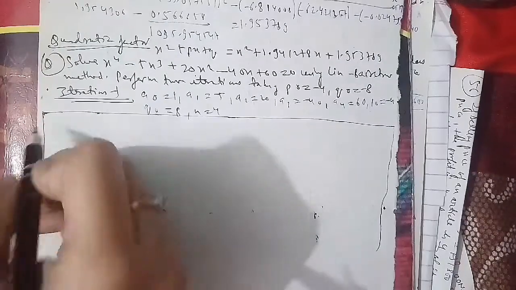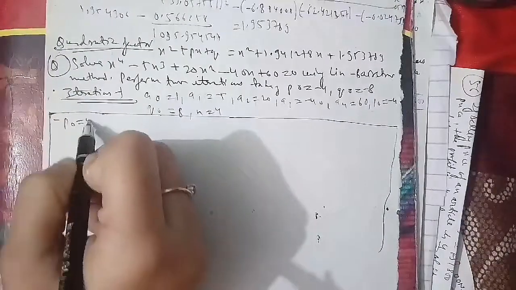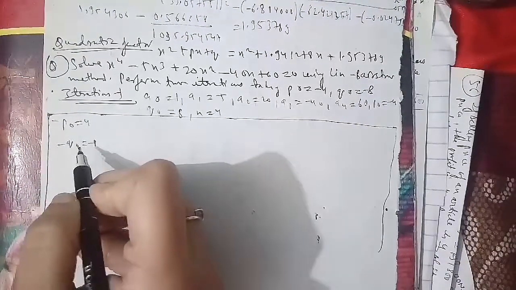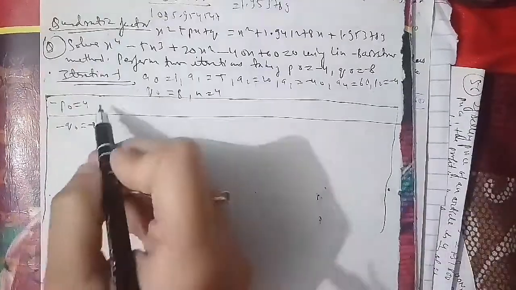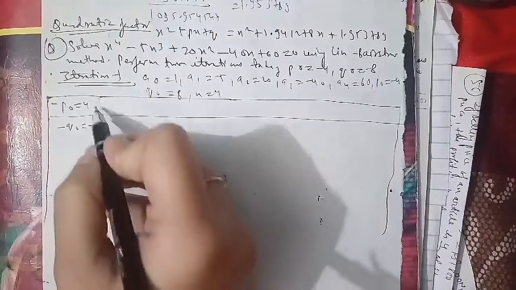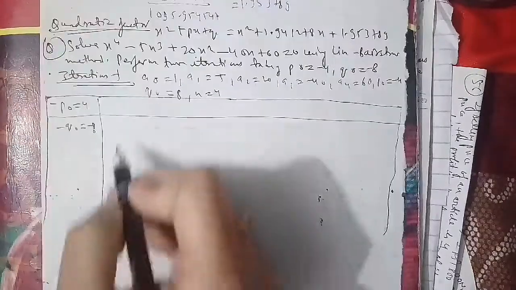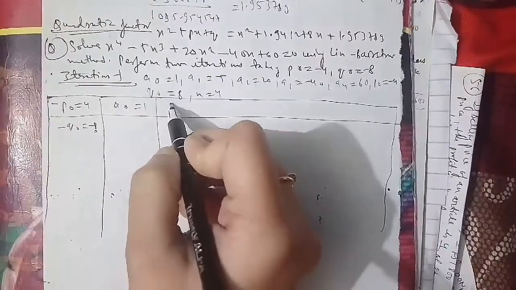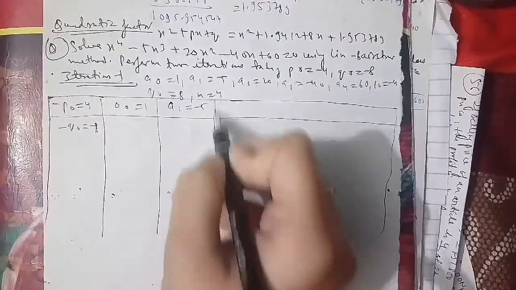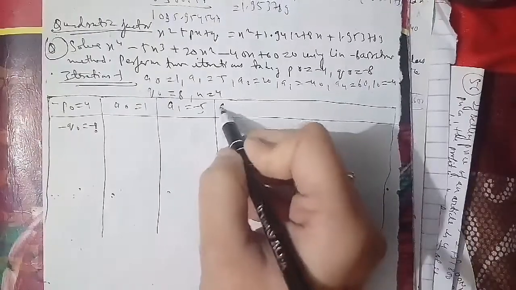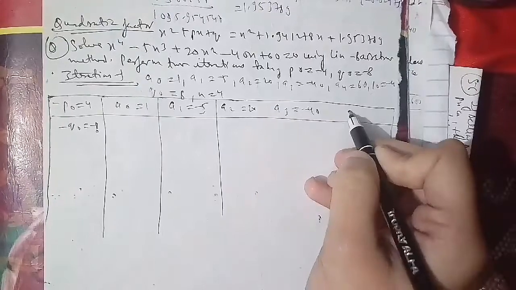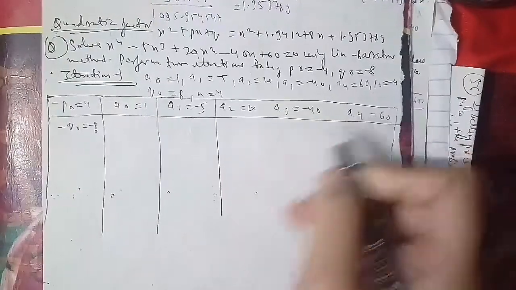So here, minus p0 equals 4 and minus q0 equals -8. So for the same, a0 equals 1, a1 equals -5, a2 equals 20, a3 equals -40, and a4 equals 60.